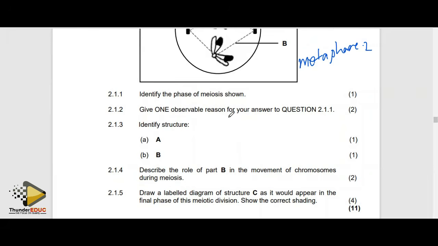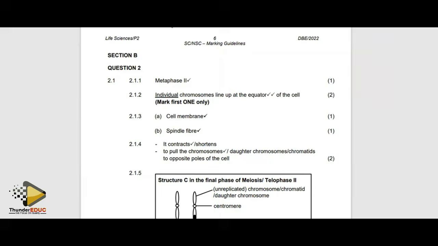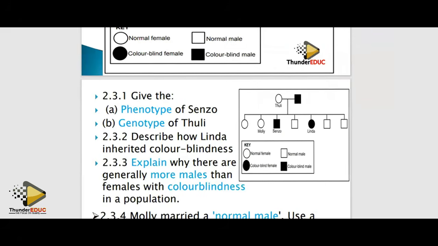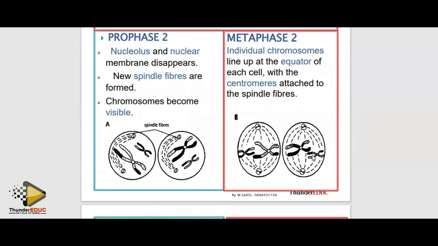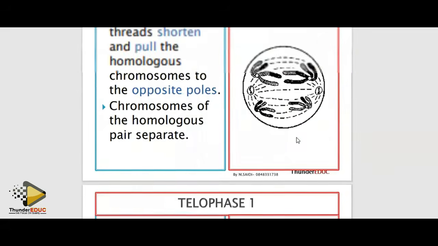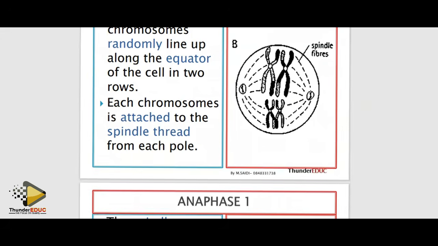Give an observable reason for your answer: because chromosomes have been aligned along the equator singly. So that it must show. Where do we find this? In our book, we go to meiosis. You see that the chromosomes are aligned along the equator singly. But if it was meiosis 1, it would have been like this. They would be in pairs, but they're not in pairs, therefore it is meiosis 2.